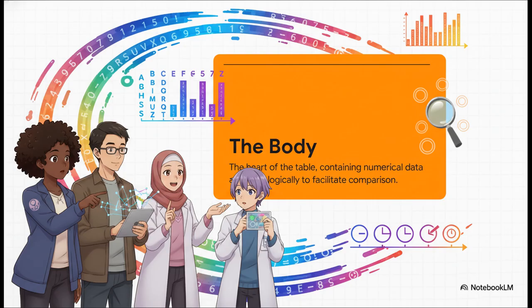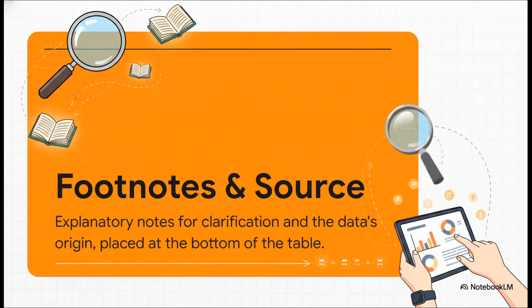Choosing the right arrangement can make the key patterns and comparisons practically jump right off the page at you. And finally, let's talk about the finishing touches, footnotes and the source. Footnotes are perfect for explaining an abbreviation or some other specific detail without cluttering up the main table. And citing the source? Well, that's just fundamental. It tells your reader exactly where the information came from, which is absolutely vital for your credibility.